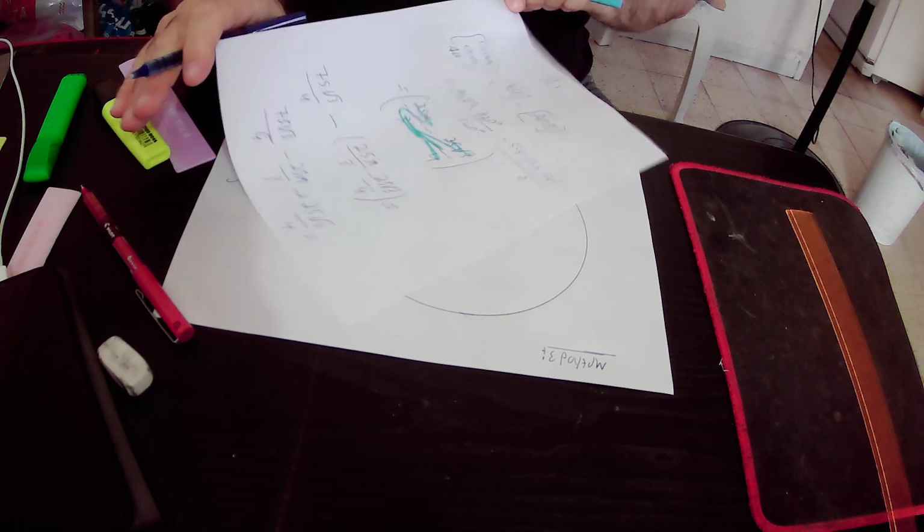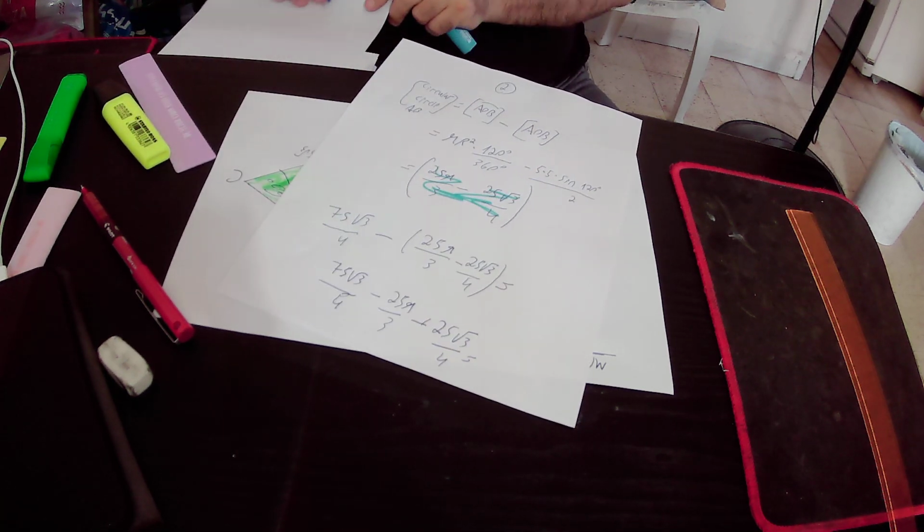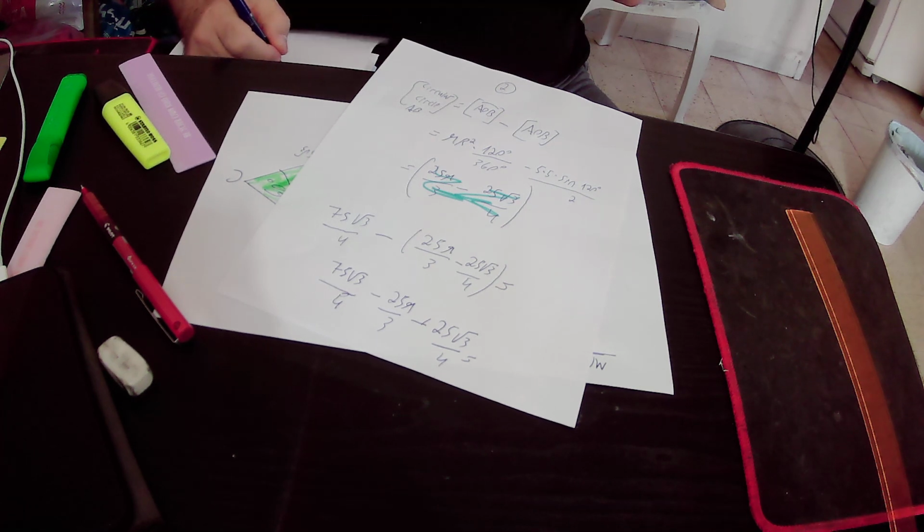So actually the area of the green shape will be equal to 75 root 3 over 4 plus 25 root 3 over 4, which is 100 root 3 over 4, minus 25 pi over 3.